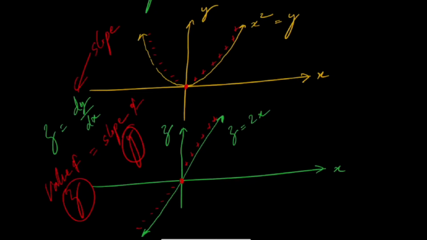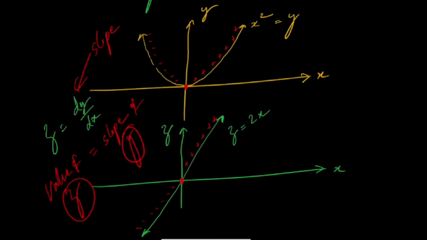What match? The slope of x square and the value of 2x. Whatever the slope of x square is at any x, the value of 2x will be equal to that. That means the value of 2x will be equal to the slope of x squared. Why? Because 2x is the derivative of x squared.